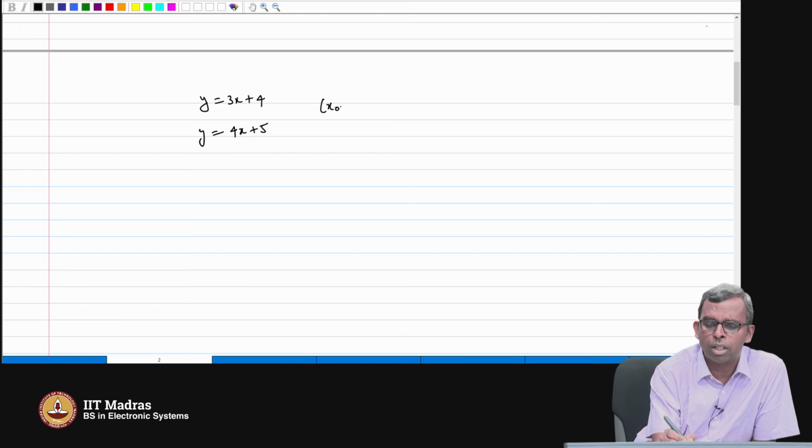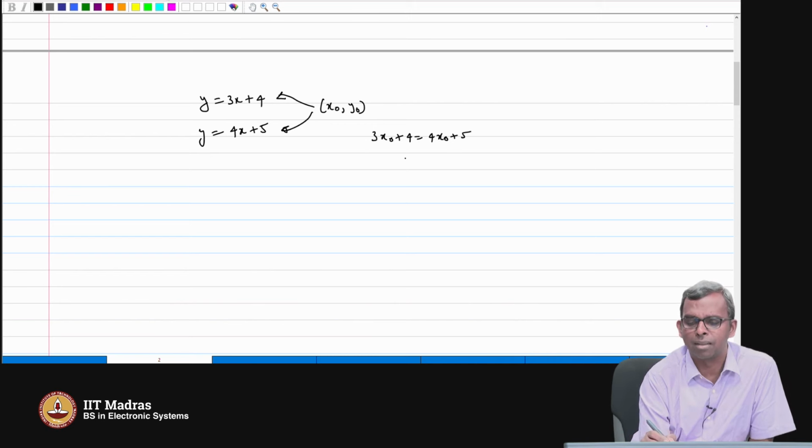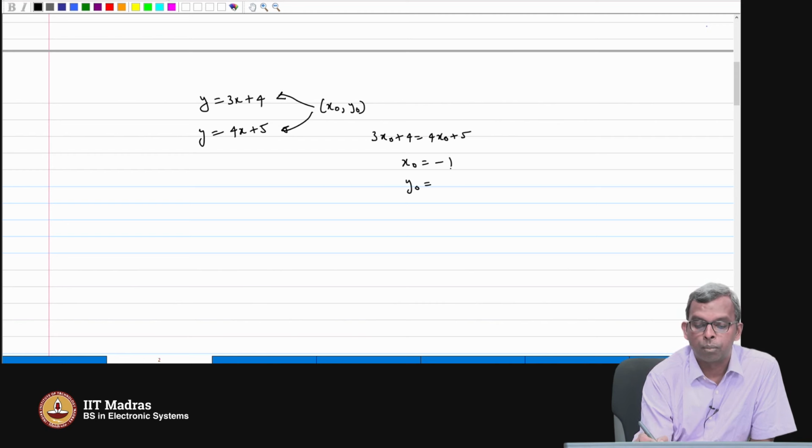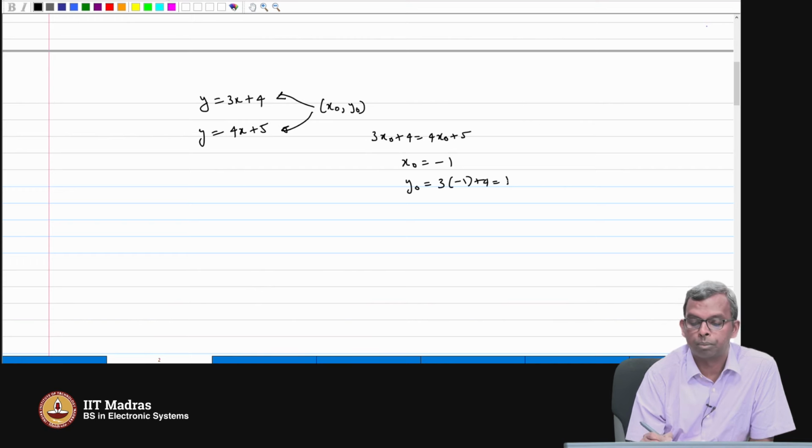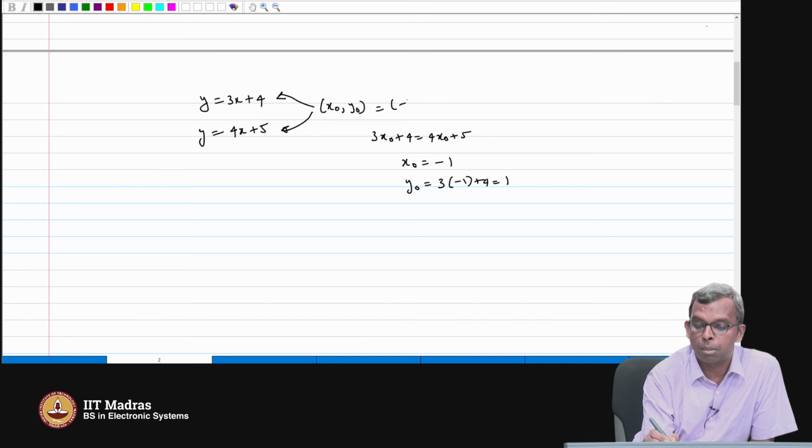So if x naught, y naught is the point of intersection, it is there on this line, it's also there on this line. So I'm going to equate these two things, right? So 3x naught plus 4 is 4x naught plus 5. How easy is this, right? So x naught is minus 1. And from there y naught is 3 times minus 1 plus 4, which is plus 1. Okay. So the point of intersection is (minus 1, 1).